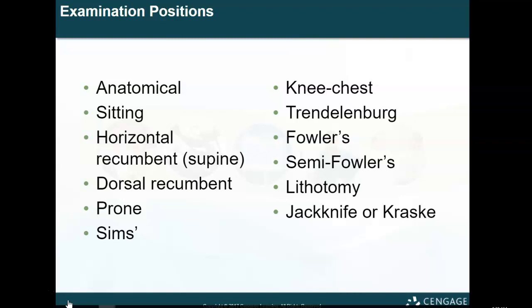Horizontal recumbent or supine. Face up, right? If you're face up, you're horizontal recumbent. What is supine? How do we remember supine? Well, I always remember it because I'm carrying a bowl of soup upward in my hands, so I can't drop it. So I have to carry it like this, right? My palms are facing up to carry the bowl of soup. That's how I remember it.